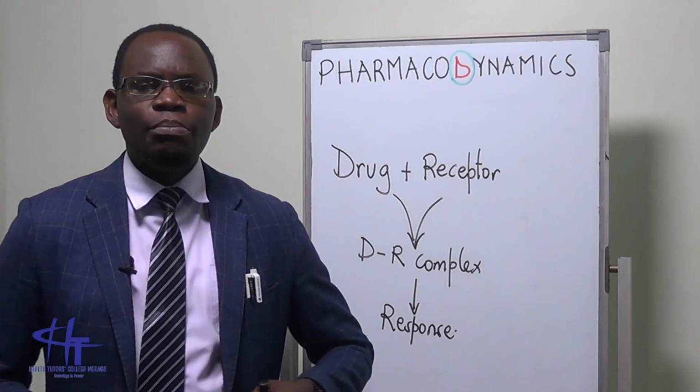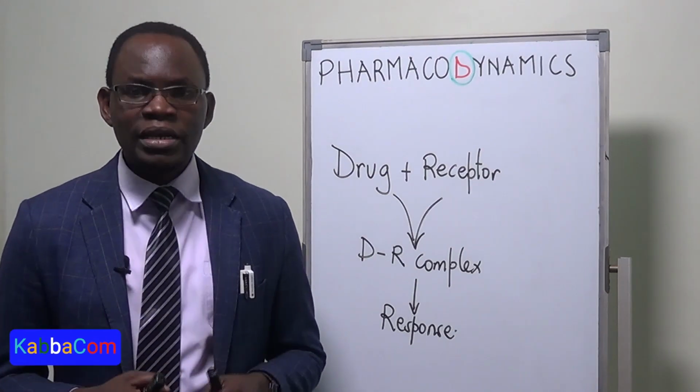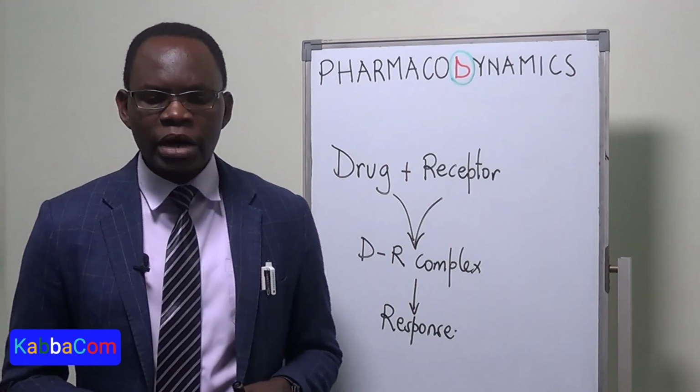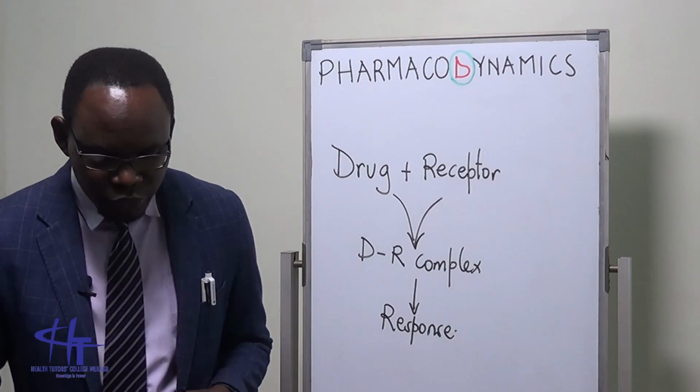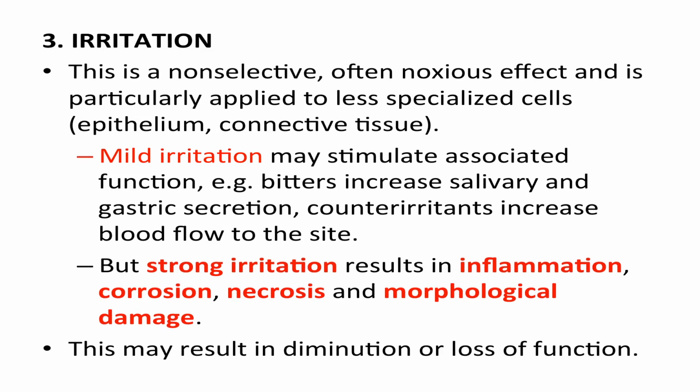We also have other examples, like beta blockers that are used in hypertension. These are used to depress the heart, and essentially we have a lowering of the heart rate, but also the cardiac output. Now, the other way how they work is through what we refer to as irritation. And here, often a noxious effect, and it is particularly applied in less specialized cells. If you have a mild form of irritation, then this organ or this tissue secretes more.